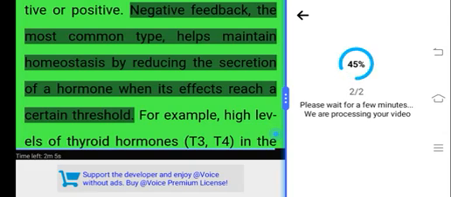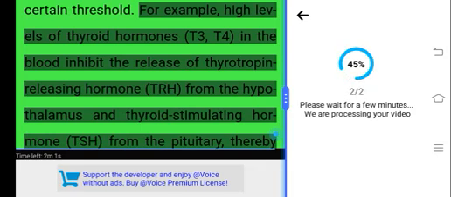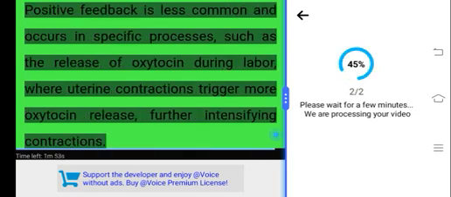Negative feedback, the most common type, helps maintain homeostasis by reducing the secretion of a hormone when its effects reach a certain threshold. For example, high levels of thyroid hormones T3, T4 in the blood inhibit the release of thyrotropin-releasing hormone TRH from the hypothalamus and thyroid-stimulating hormone TSH from the pituitary, thereby reducing thyroid hormone production. Positive feedback is less common and occurs in specific processes, such as the release of oxytocin during labor, where uterine contractions trigger more oxytocin release, further intensifying contractions.